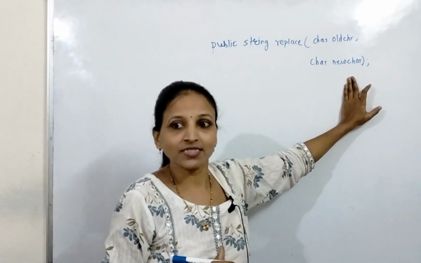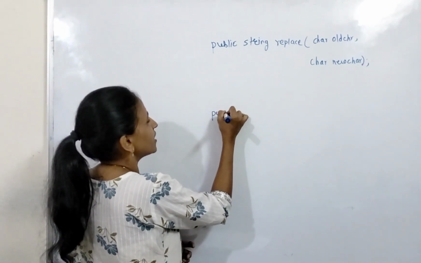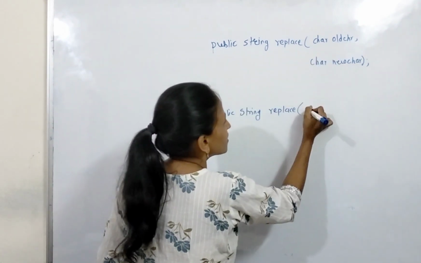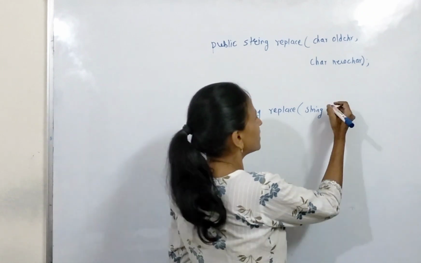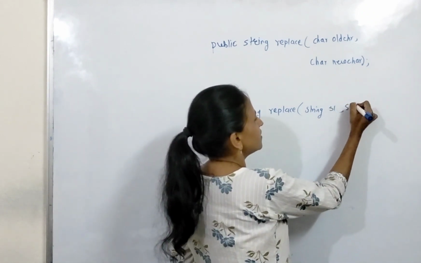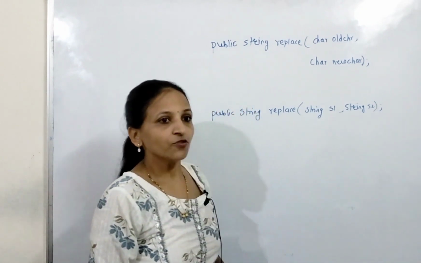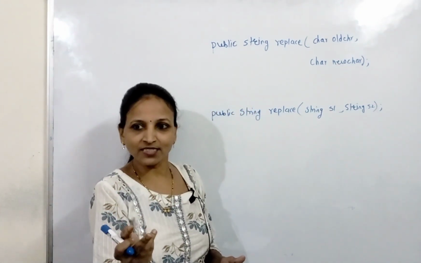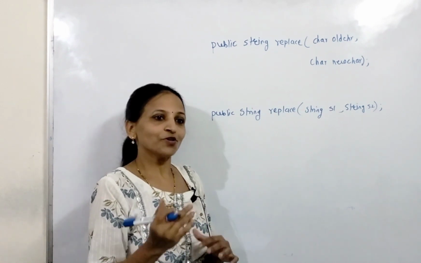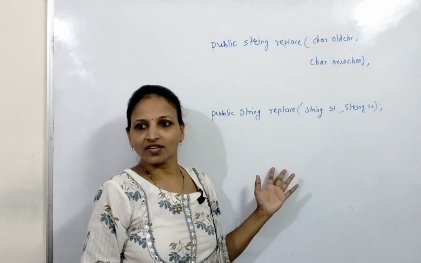Okay, replace. Here you can also pass two strings, like here again public. Here instead of character you can pass string: String S1, String S2. What does it mean? Let your string have multiple substrings again and again. Those substrings, if you want to replace them by this S2, that is again okay.